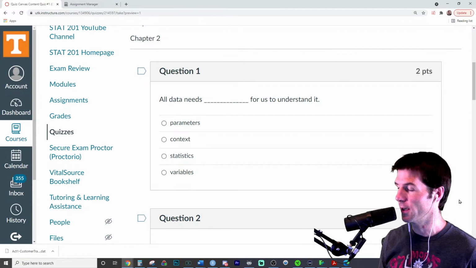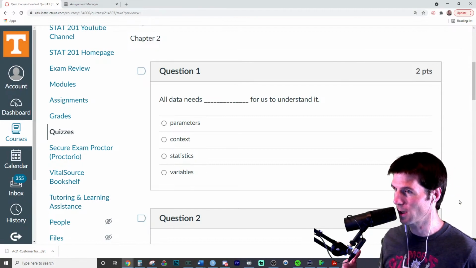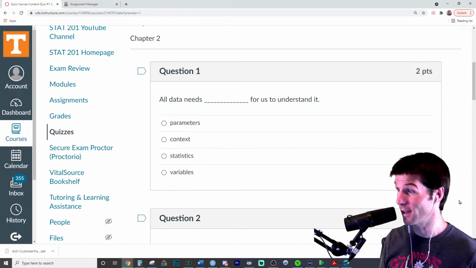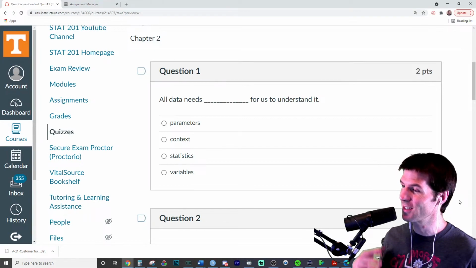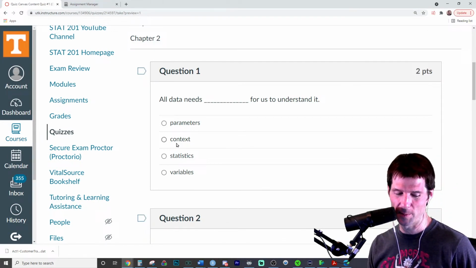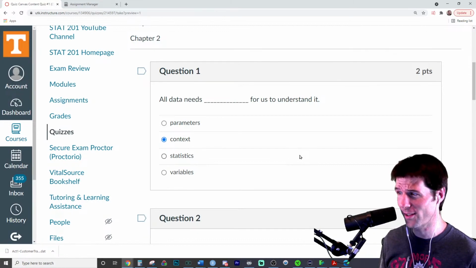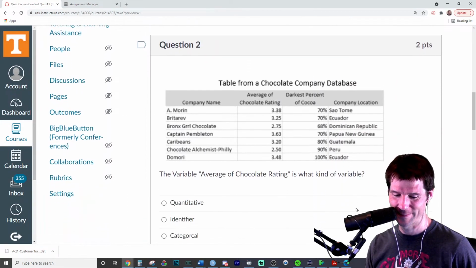All data needs what? Does all data need parameters, which is something we want to understand about a population? Does all data need context, which helps us understand things? Do all data need statistics, which is something we get from a sample? Or variables, which is something like hair color, eye color, how old are you? It's a variable. All data needs context.